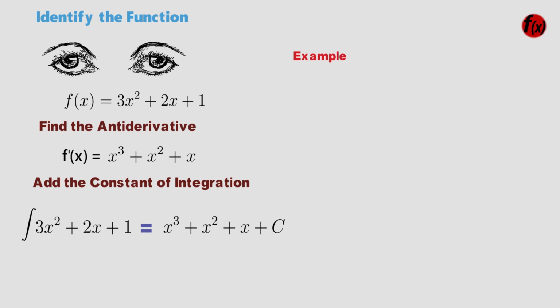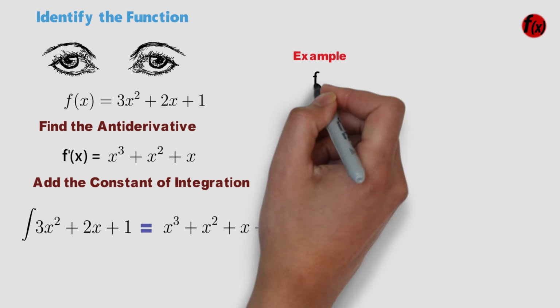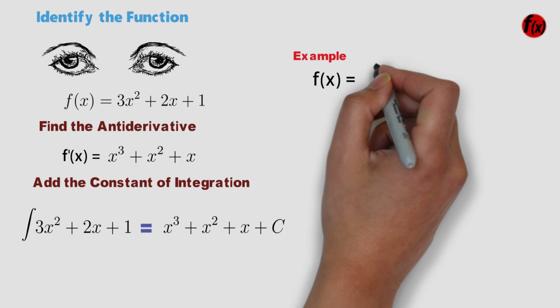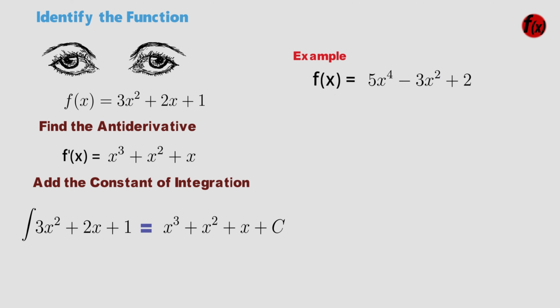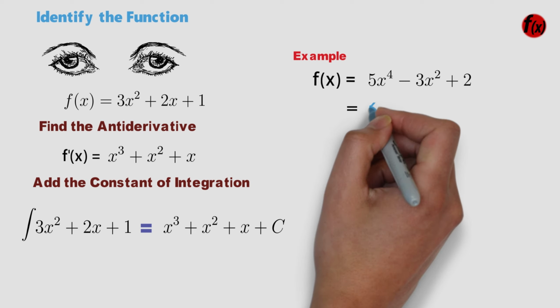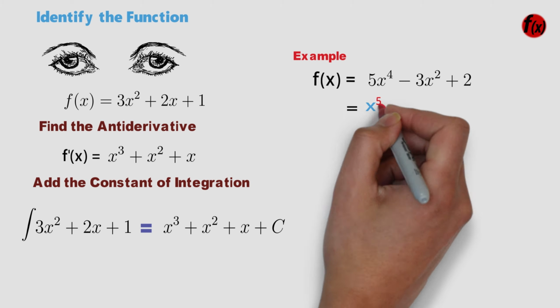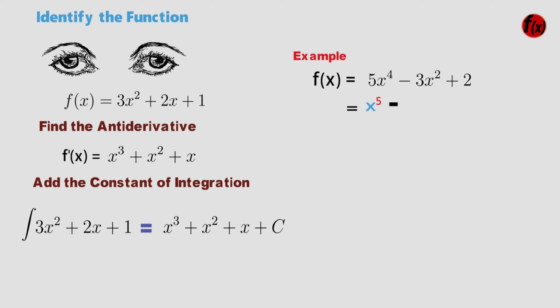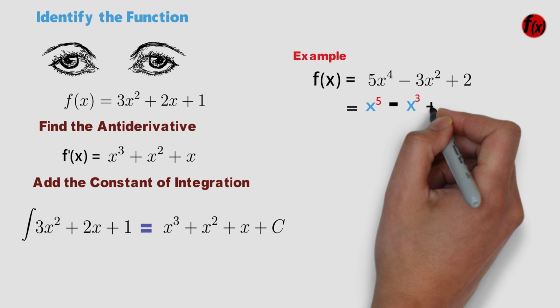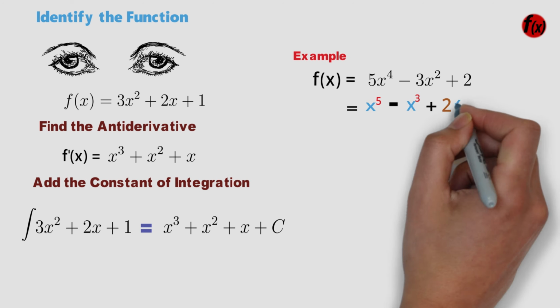Example time. Let's do an example together. Say we have the function f(x) equals 5x to the power 4 minus 3x squared plus 2. Identify the function: f(x) is equal to 5x to the power 4 minus 3x squared plus 2. Find the antiderivative. The antiderivative of 5x to the power 4 is x to the power 5. The antiderivative of negative 3x squared is negative x cubed. The antiderivative of 2 is 2x.